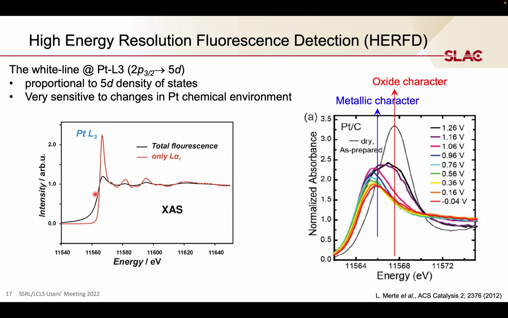Here again, at platinum, it's even stronger. Platinum's at higher energies, the core lifetime is broader. The difference between the total fluorescence and HERFD is like night and day. And so when you look at the data at different voltages, you do now observe with HERFD small changes in the energy, small changes in the intensity, which would be completely invisible when you did normal XAS.